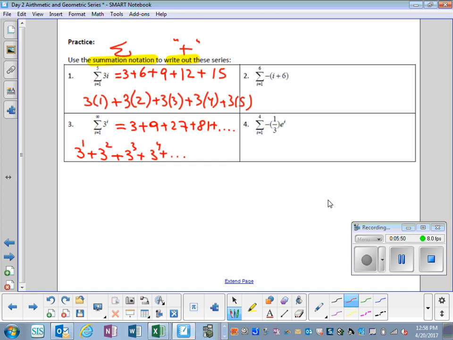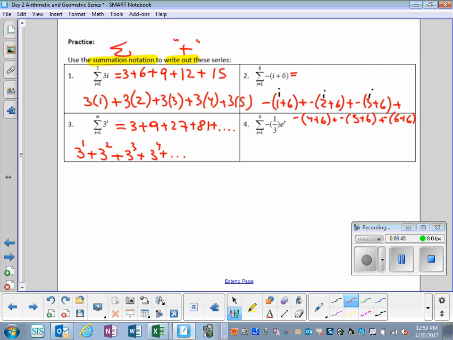Questions? Okay, number 2. Here we have some parentheses. For i equals 1, I have negative 1 plus 6, plus, because it's a sum, negative 2 plus 6, plus negative 3 plus 6. This is i equals 1, i equals 2, i equals 3. I'm not done: plus negative 4 plus 6, plus negative 5 plus 6, plus negative 6 plus 6. I'm increasing i from 1 to 6. Otherwise, I'm just copying the formula.